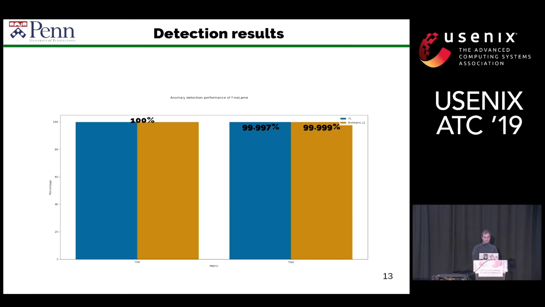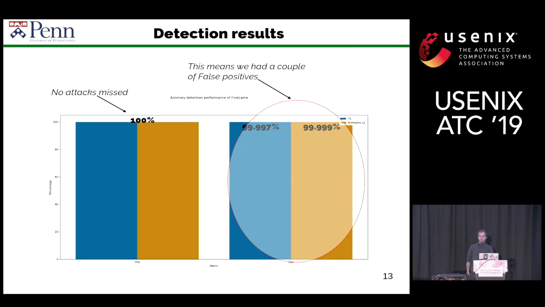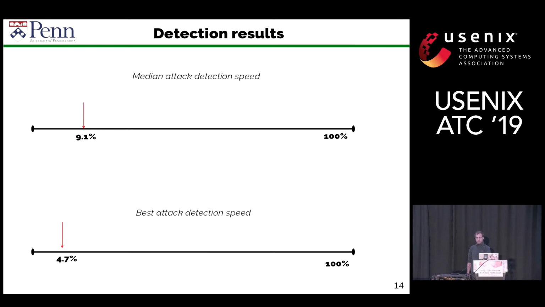What we found out is that basically all the attacks were detected. We had a couple of false positives, which means that sometimes you will be woken up during the night for nothing, but not that much. And we were able, for this experiment, to detect attacks on median in less than 10% of their expected lifetime, and at best less than 5%.